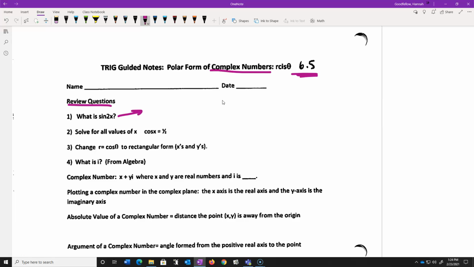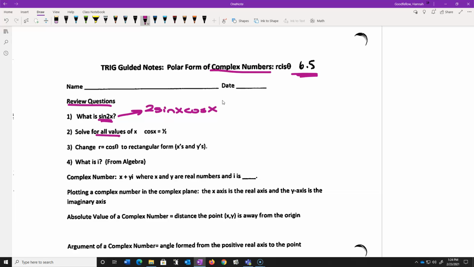So like saying, for instance, what's sine of a double angle? That's an identity. Remember those identities back in the past. That's 2 sine x cosine x. That comes from an identity sheet. It's just helping you remind yourself of stuff that you should have learned in the past.